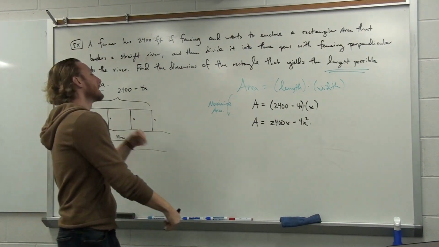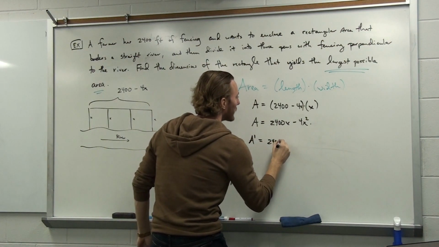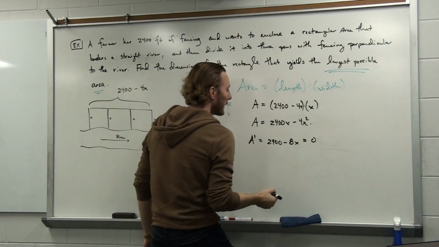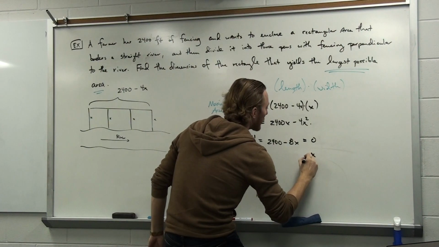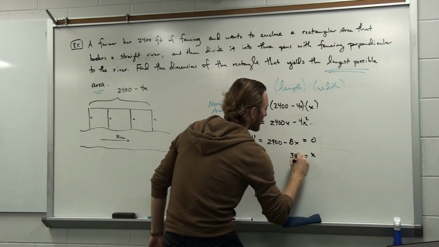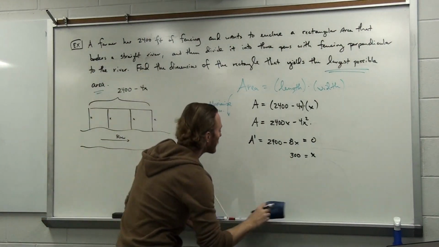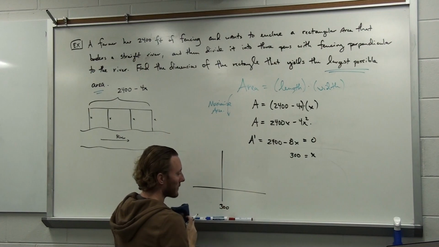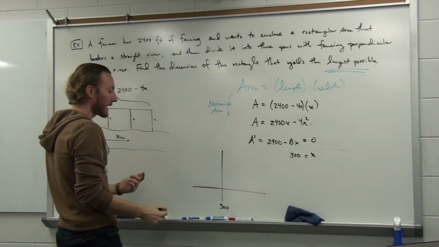Given a function, take the derivative, A prime, that's going to be 2400 minus 8x. Set that equal to 0. Bring the 8 to the other side, divide away by it. You'll get x equals 300. So we have one critical point at x equals 300, and the question remains, is that critical point a maximum or a minimum? Well, we're going to have to test on both sides to find out.